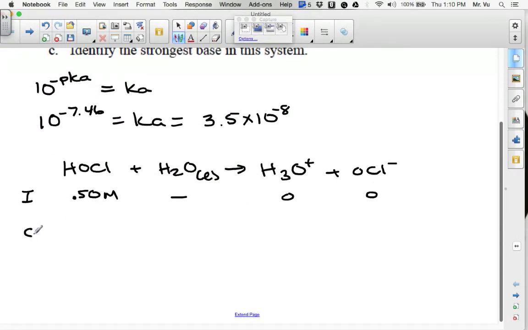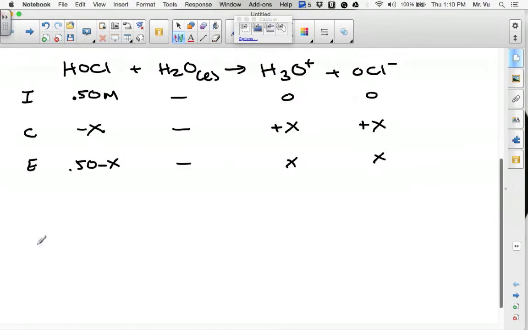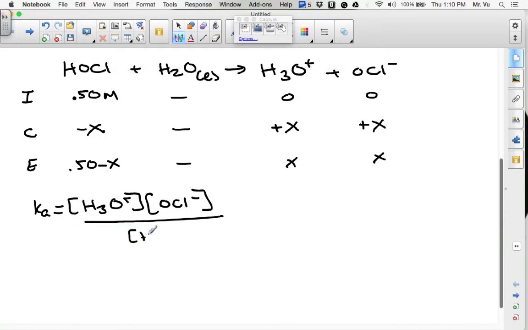Then I'm going to do the change. As the reaction takes place, I'm going to subtract X here. I don't need water. And I'm going to add X because that's how much I'm going to make, and plus X there. So at equilibrium, I should have 0.50 minus X, plus X and X. That's my ICE chart. From that, I know how to write my equilibrium constant expression. Ka is the concentration of the H3O plus, times the concentration of the OCl minus, over the concentration of the HOCl.